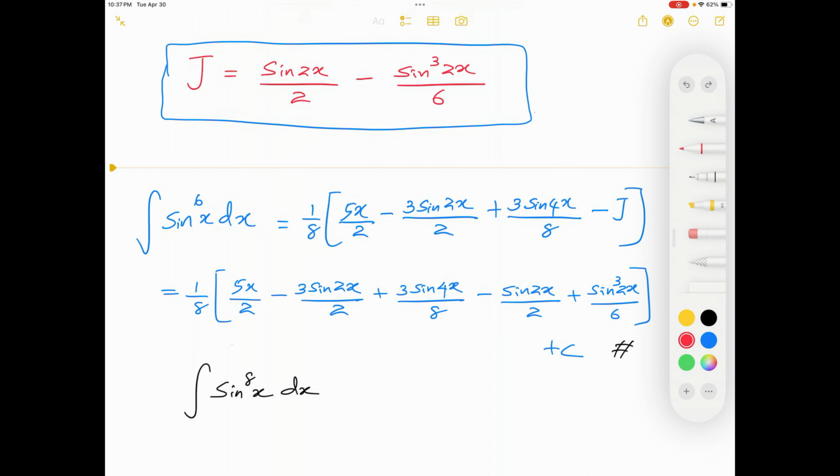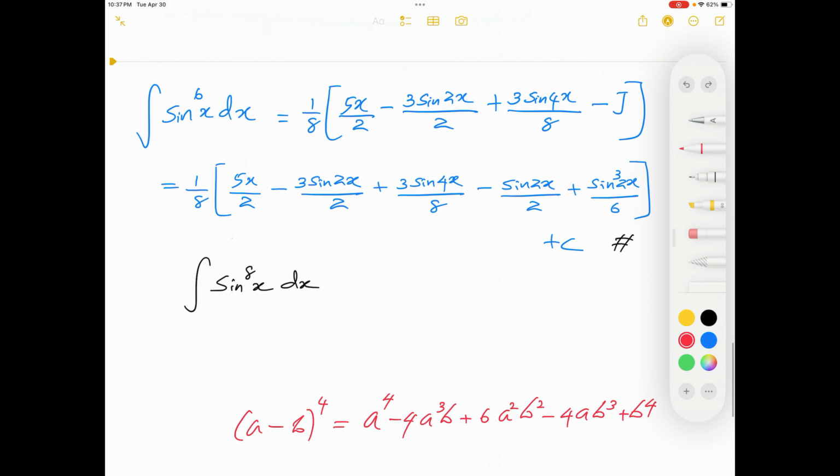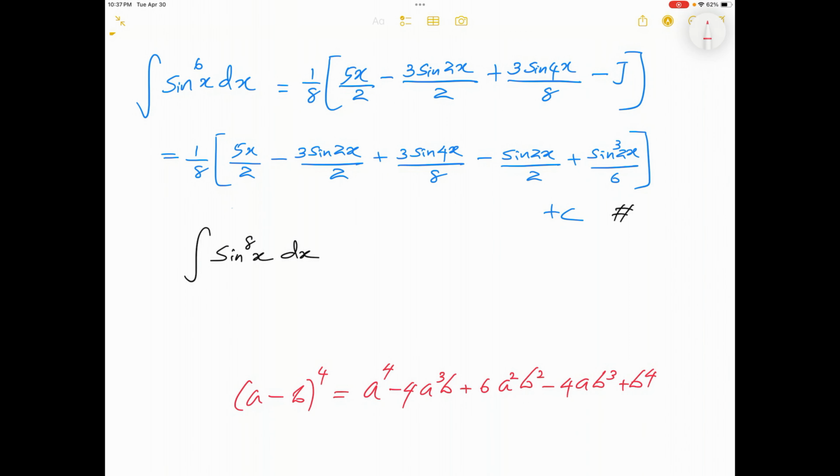When you write 1 minus cosine squared x raised to the 4th power, the next step is to expand that term. That expansion will be easy if you can remember how to expand a minus b raised to the 4th power. A minus b raised to the 4th power has these coefficients: a to the 4th power minus 4a cubed b plus 6a squared b squared minus 4a b cubed plus b raised to the 4th power. Alright, with that little help, I hope you will be able to completely solve this problem, integration sine 8th power x dx.